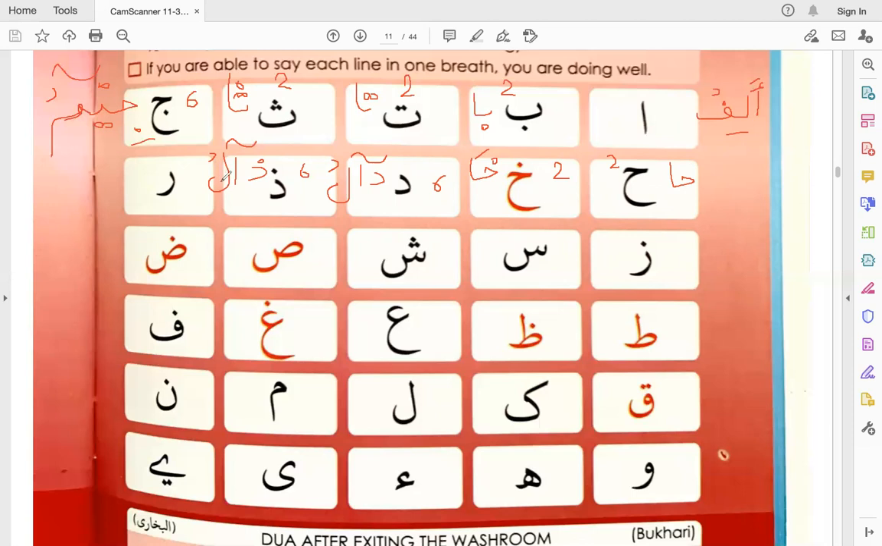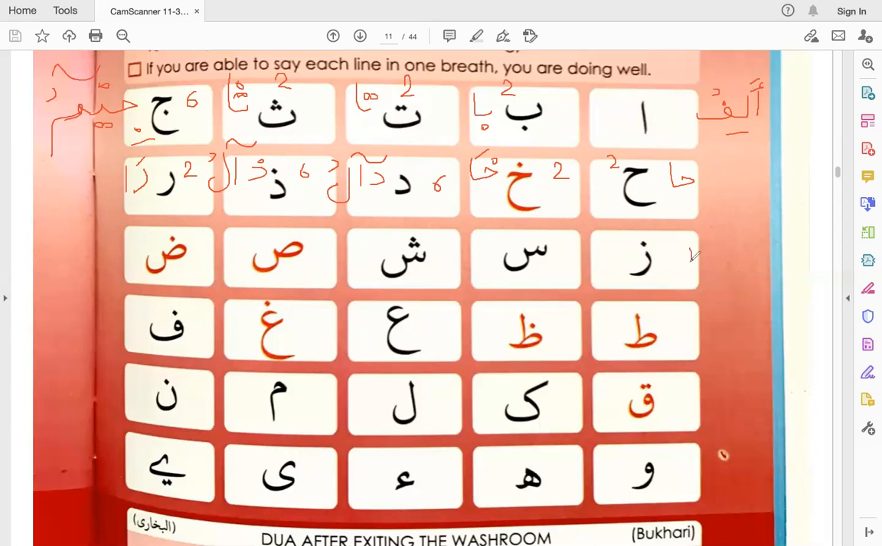Thal. Ra. Now, there are only two letters involved. Yes, you tell me how long it should be. Look, there were two letters involved there. Here are two letters involved too, ra and alif. Yes, it will be stretched two haraka long. Ra.